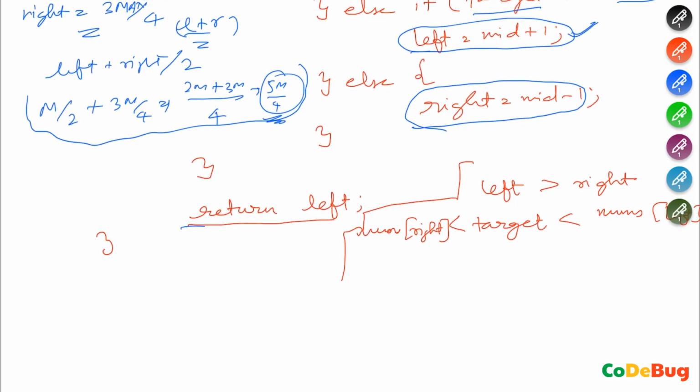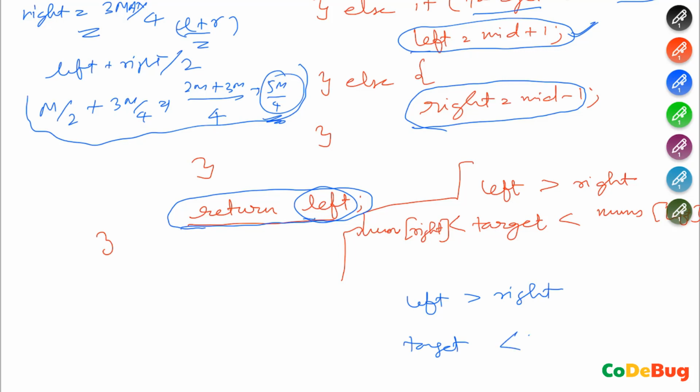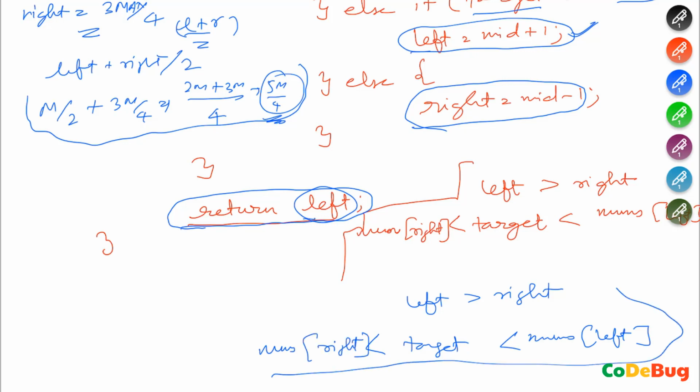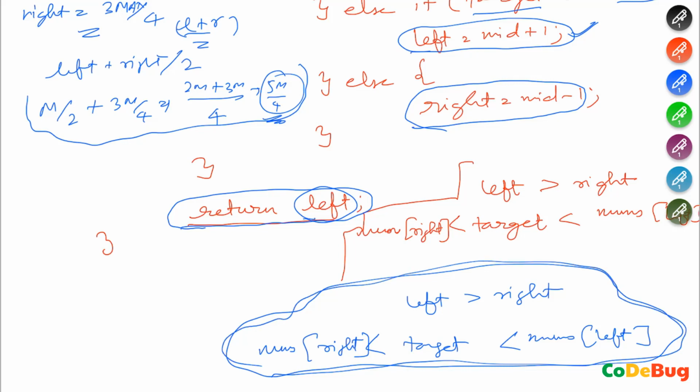Instead of returning -1 as in the conventional binary search algorithm, we will return left here. At the end of the algorithm, left will become greater than right, and our target will be less than nums at left and greater than nums at right. So this is what we'll have if the number is not present in the array. This concludes our algorithm for search position in an array. Thank you.